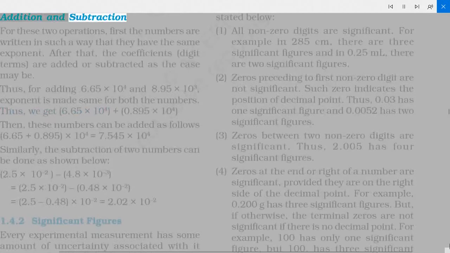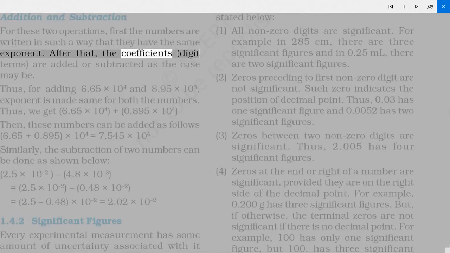Addition and subtraction: for these two operations, first the numbers are written in such a way that they have the same exponent. After that, the coefficients, the digit terms, are added or subtracted as the case may be.